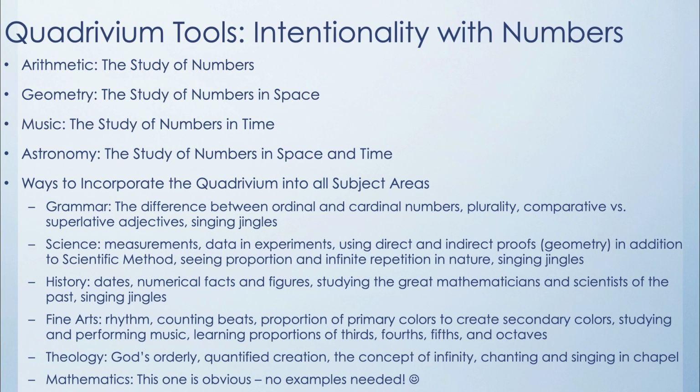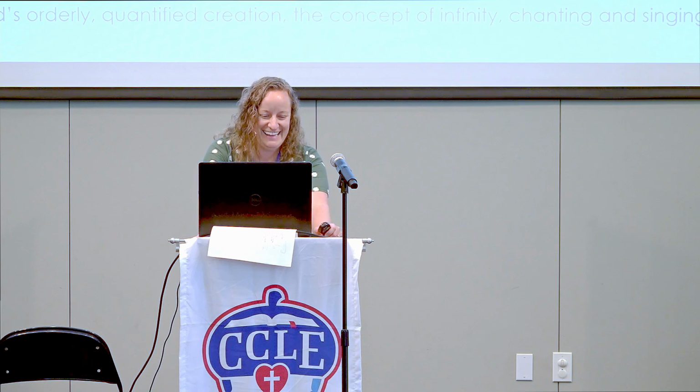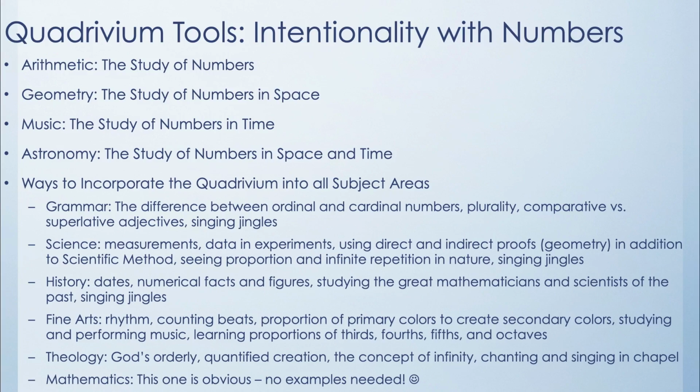Fine arts, rhythm. We have counting and beats, proportion in primary colors to create secondary colors, studying and performing music, learning proportions of thirds, fourths, fifths, and octaves. I don't know why I didn't put singing jingles in there, but I should have. And finally, theology: God's orderly quantified creation, the study of infinity, the fact that there were six days and six nights. I mean, there's all sorts of numbers in the Bible, right? Chanting and singing in chapels.